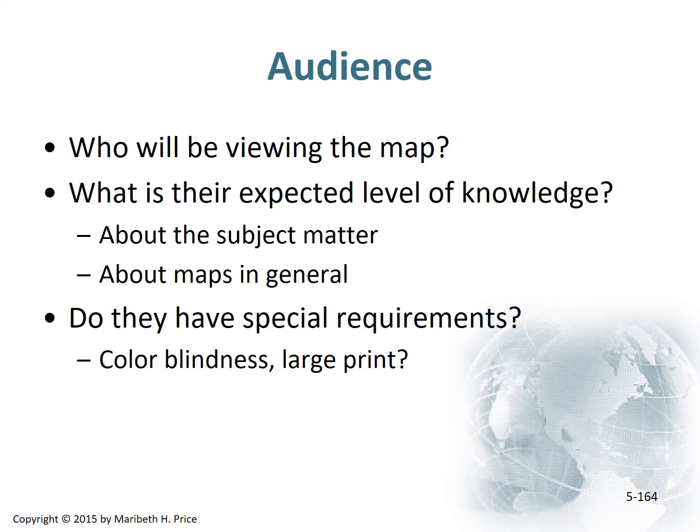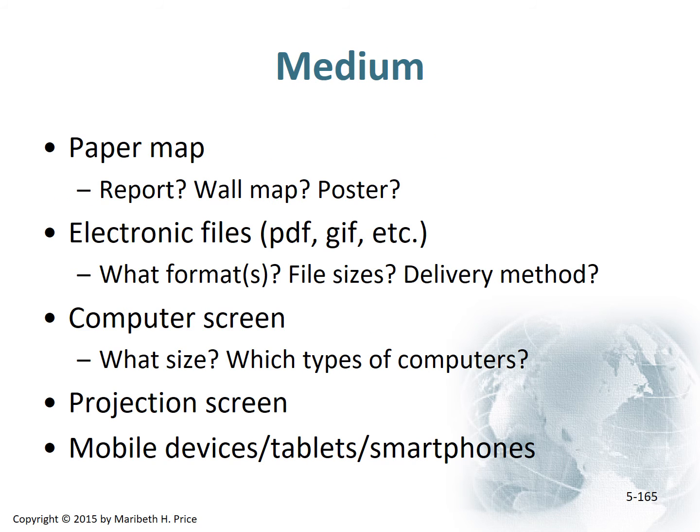Who's the audience? Who will be viewing it? What's their level of knowledge in the subject matter or even maps in general? Do they have special requirements? Is anyone colorblind? Do they have poor eyesight? That kind of thing. Is it going to be paper? Is it going to be electronic? Is it going to be on a computer screen, a mobile device, shot out of a projector up against a wall? You want to make maps for the way that they're going to be viewed.